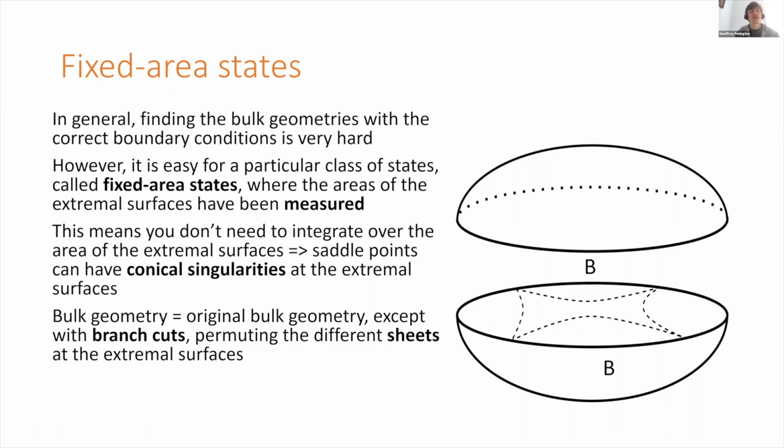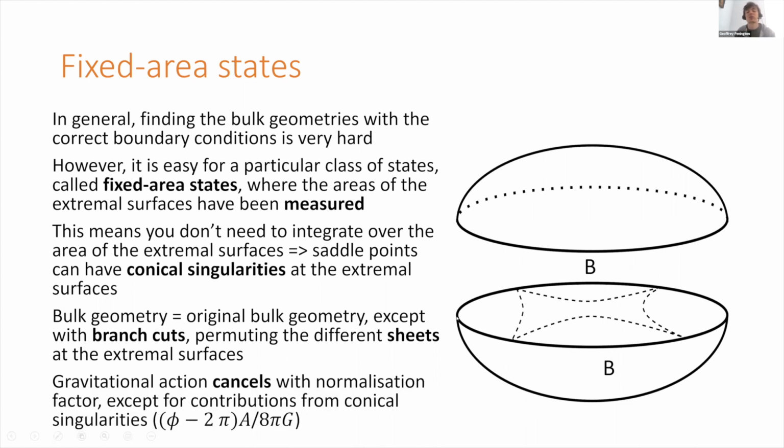In turn, that means your bulk geometries that show up for trace of rho to the n end up being exactly the same as n copies of the original bulk geometry, except that they have branch cuts that sit at these extremal surfaces that permute the n sheets together in some complicated way. And this is allowed because it introduces conical singularities at these surfaces, but that's allowed because of the fact that we measure their area.